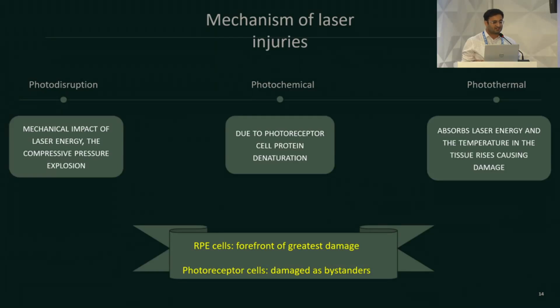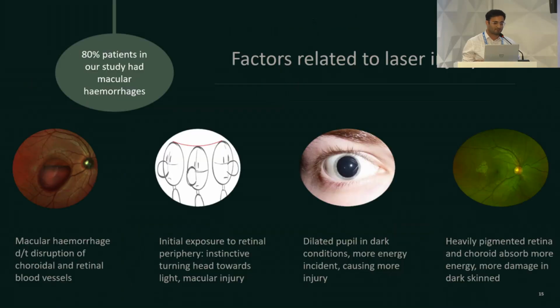Laser light causes damage by the mechanism of photodisruption, photochemical and photothermal injury. RPE cells are at the forefront of the greatest damage and photoreceptors are damaged as bystanders. In our study, 80% of the patients had macular hemorrhages, wherein as the macula is very vascular, the choroidal and retinal vessels rupture and the hemorrhages are caused.